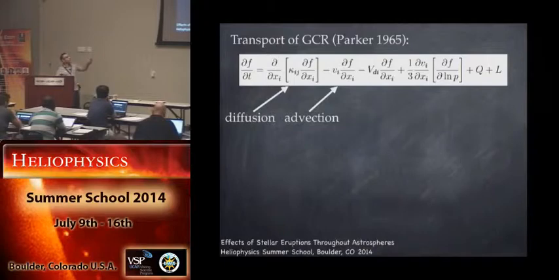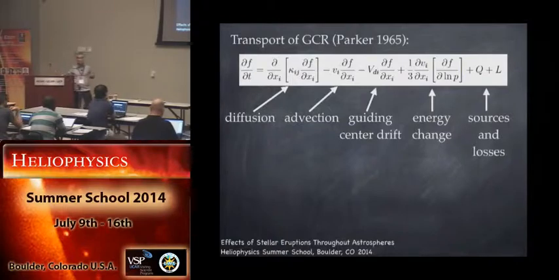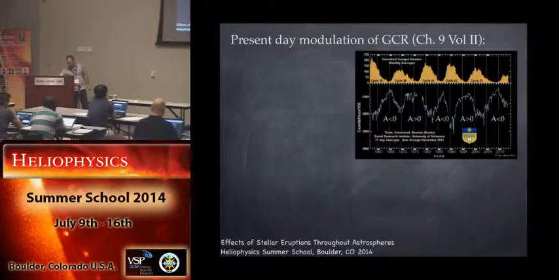We have an advection term. This is the guiding center drift that was mentioned by Tomas, who already left. This is the overall drift that the particles have as they gyrate, this kind of motion. And this is important for a reason that I will show in the next slide. We have an energy change term, and of course, losses and sources, because we can have losses and sources. And again, these are extremely generalized.